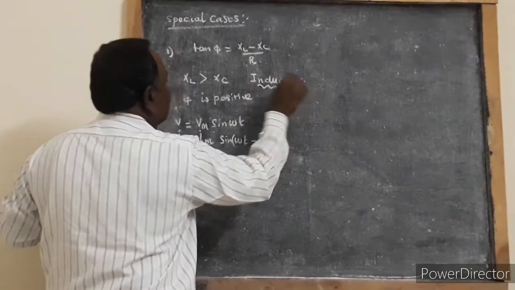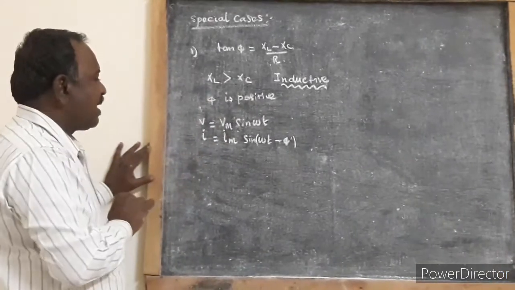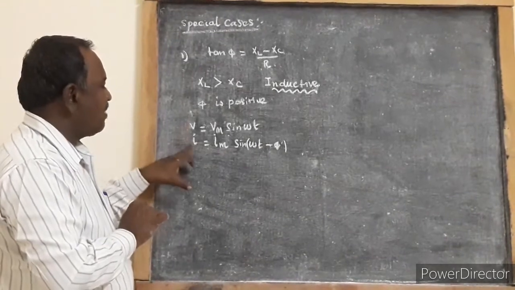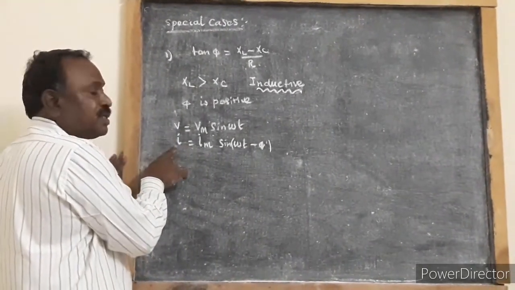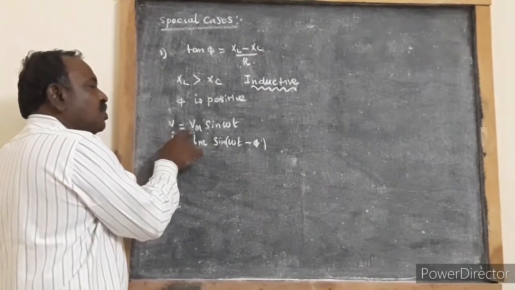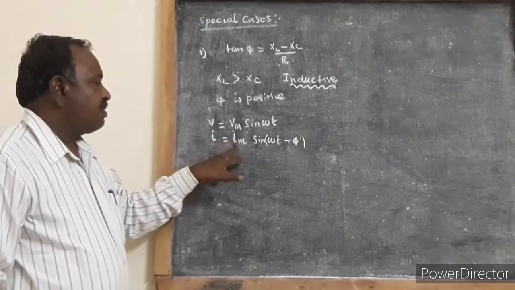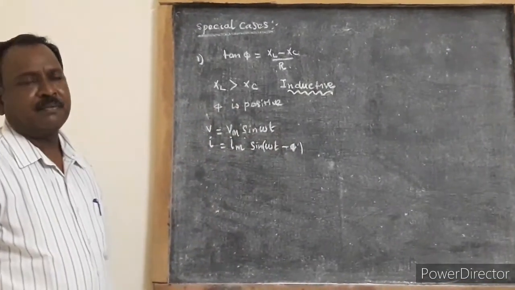Phi is positive, which means the voltage will lead the current, or the current will lag the voltage. The corresponding voltage and current are given by V is equal to Vm sin omega t, and the current is given by I is equal to Im sin (omega t minus phi).